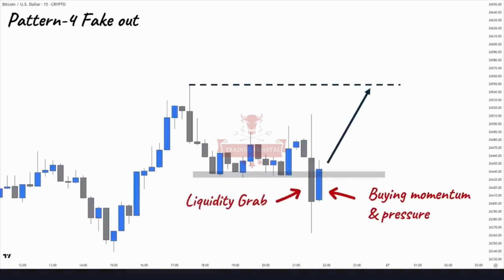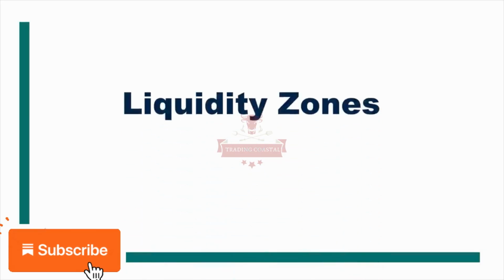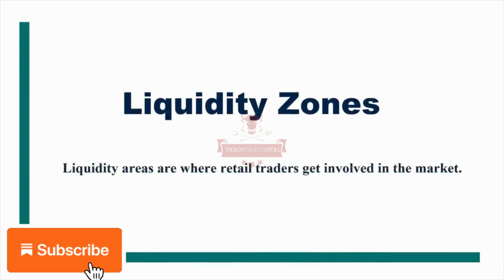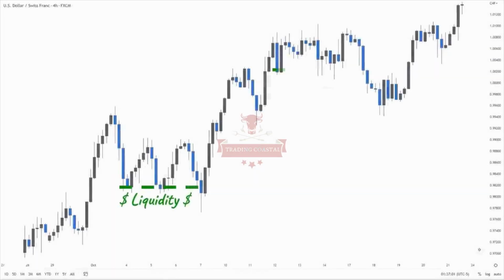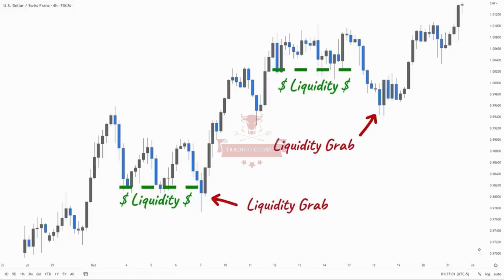Now let's move on to the next concept, liquidity zones. Liquidity areas are where retail traders get involved in the market. We know that multiple rejections are interesting entry levels for traditional traders, so there are many stop losses, and liquidities are gathered below them. Smart money aims to sweep all of the retail traders' stop losses, and we want to enter the trade after stop losses have been swept. For more detailed information about this topic, check out our previous videos linked in the description.